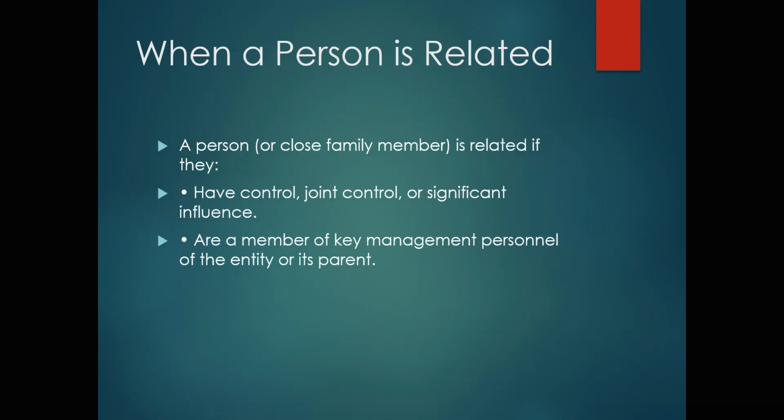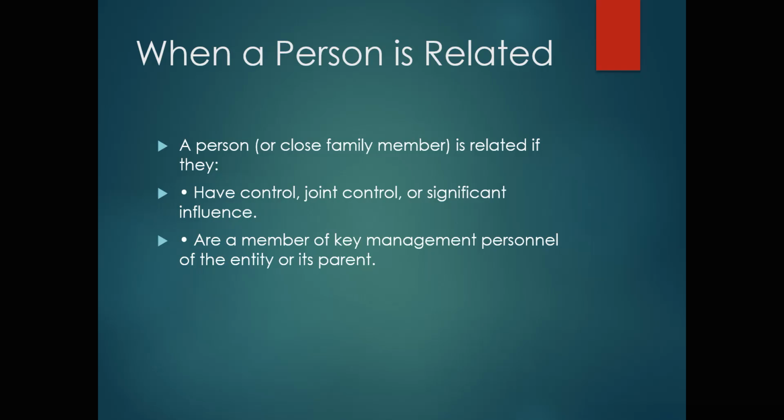So if you have significant influence in a company, then you are a related person. Also, if you are a member of key management personnel, for example, if Aminat is my family member, and I'm the manager of Coca-Cola, then if Aminat is buying something from us, she is a related party to me. I have to disclose it.